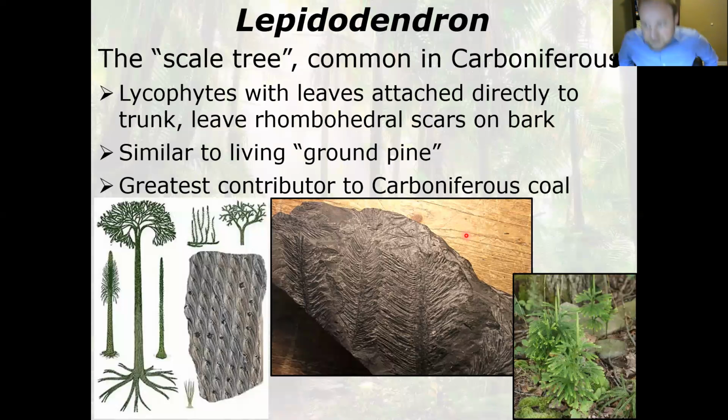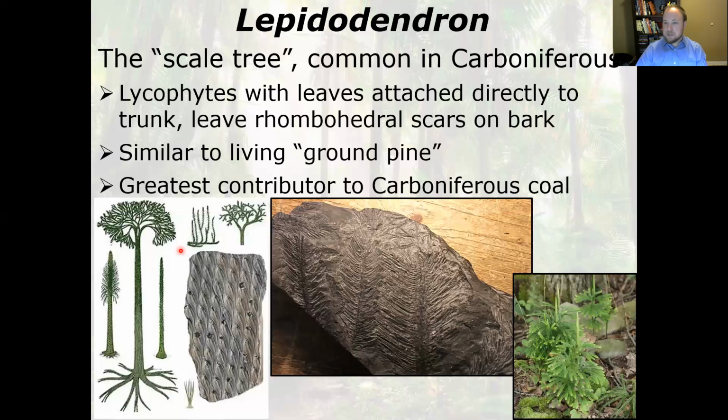So in this Paleophyte era, another very important plant that you should probably be familiar with is Lepidodendron. Lepidodendron is sometimes called the scale tree. It's very common in the Carboniferous, and it's a lycophyte. Don't need to know what that means, but it's a lycophyte that has leaves directly attached to the trunk. And those leaves leave these rhombohedral scars on the bark. So this is what it looks like. It's why it's called a scale tree.